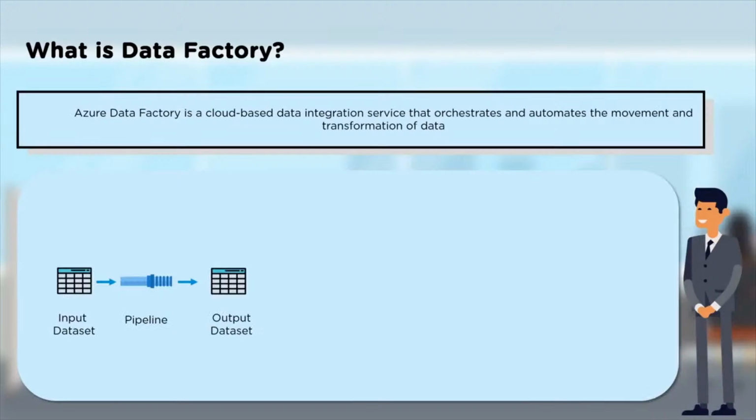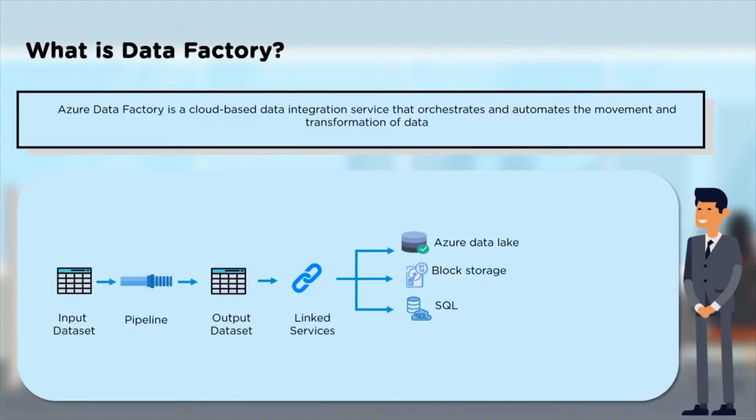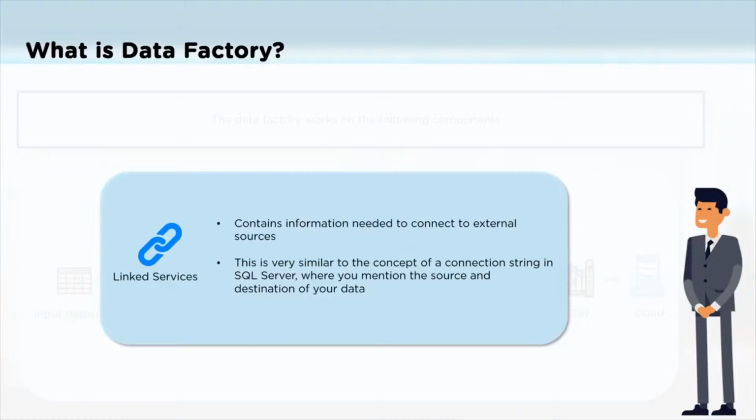Now, after this is done, you get an output dataset. Now, this output dataset will contain data that is in a structured form because it's already been transformed and made structured in the pipeline stage. Then it is given into linked services like Azure Data Lake, blob storage, or SQL. Now, what these do is store information that is very important when it comes to connecting to an external source. Now, for example, consider an SQL server, where you need to mention the source and destination of your data. So you need a connection string so that you can connect to an external device.